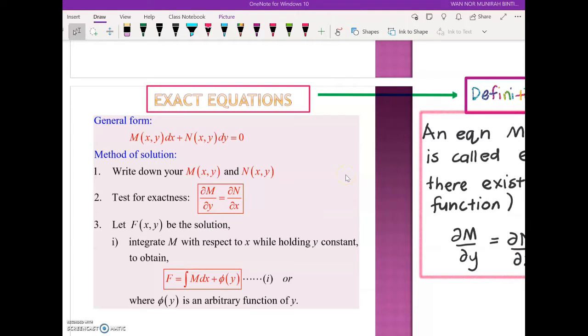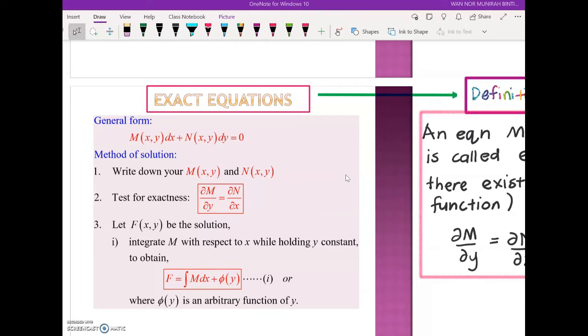Hi! In this video, I'm going to show you about the exact equation, where this is our last equation in first order linear differential equation. As usual, I always told you that we need to try to identify the type of equation. So in this exact equation, how do we identify that we have an exact equation?